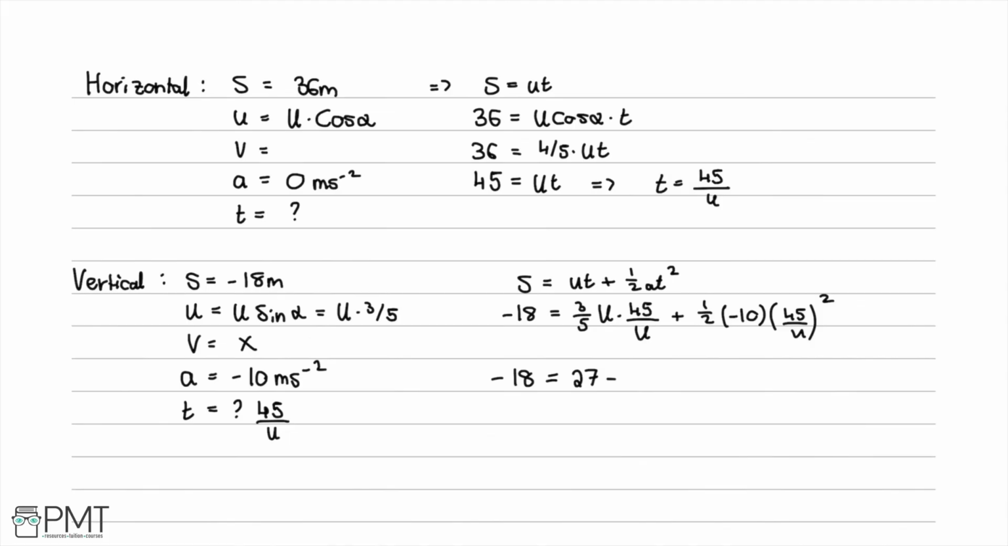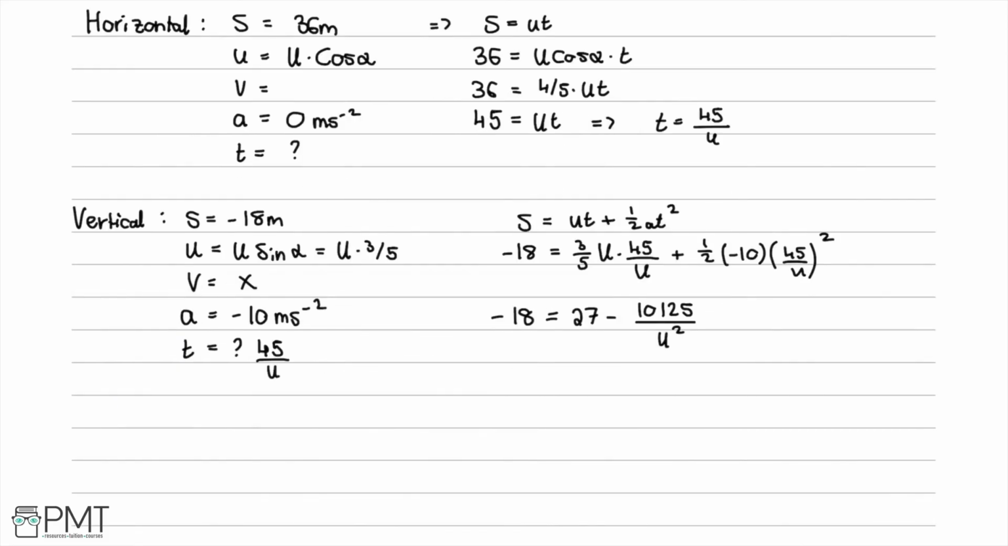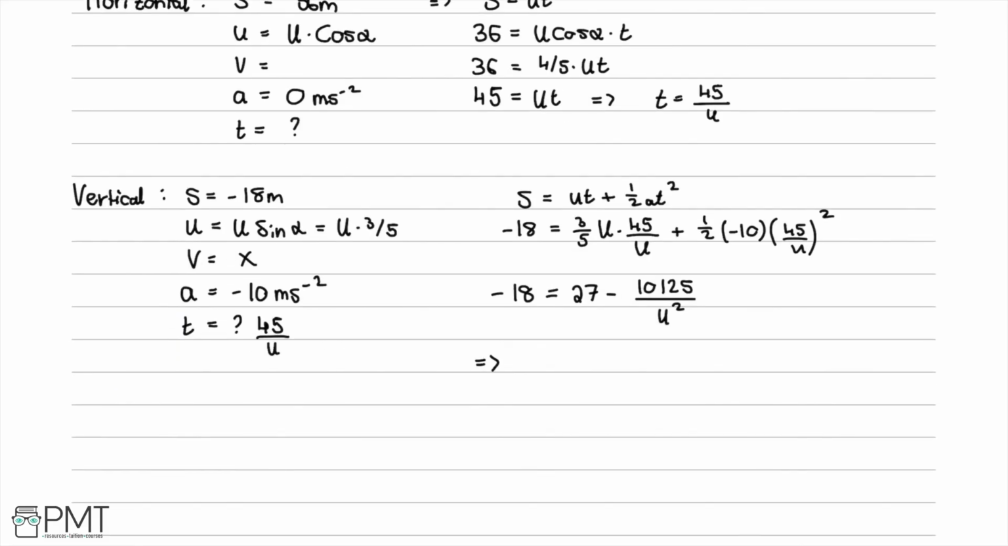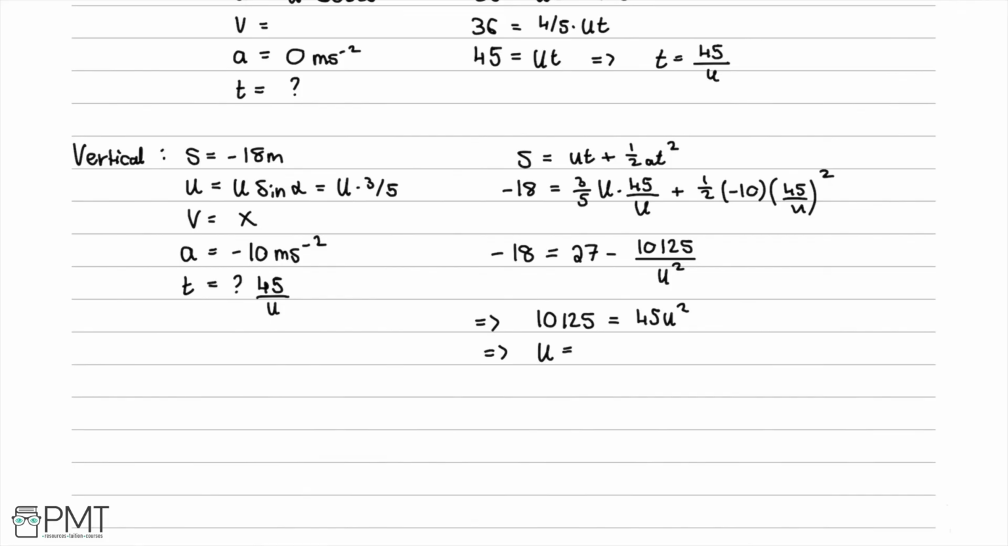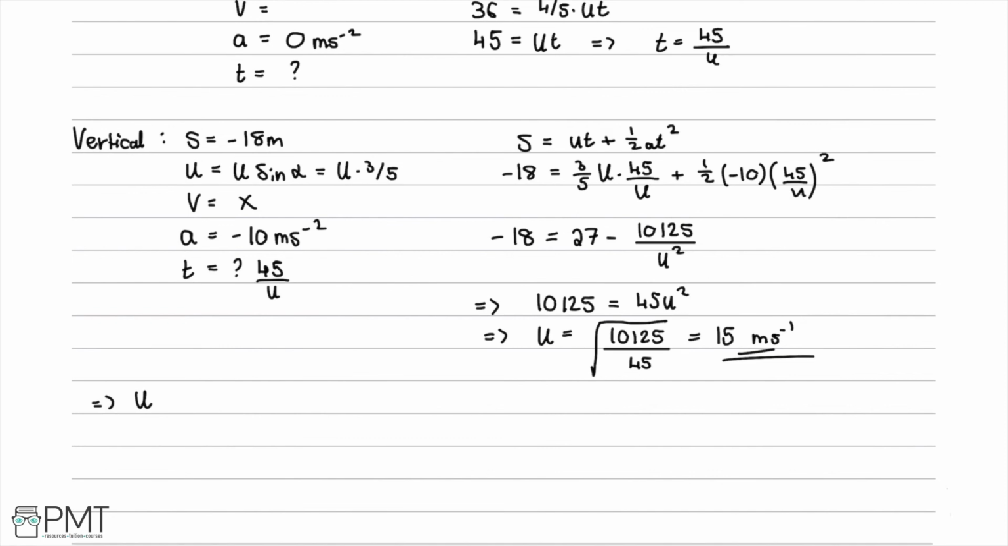So we have negative 10,125, and we divide that by u squared. So then all that's left for us to do now is rearrange for u. So we'll have that 10,125 is going to be equal to 45 u squared, and then we divide both sides by 45 and take the square root. So we therefore have that u is going to be equal to 10,125 divided by 45, and we take the square root of that and put this into our calculator. This comes out as 15 and the unit is meters per second. So therefore we can conclude that u is equal to 15 meters per second.